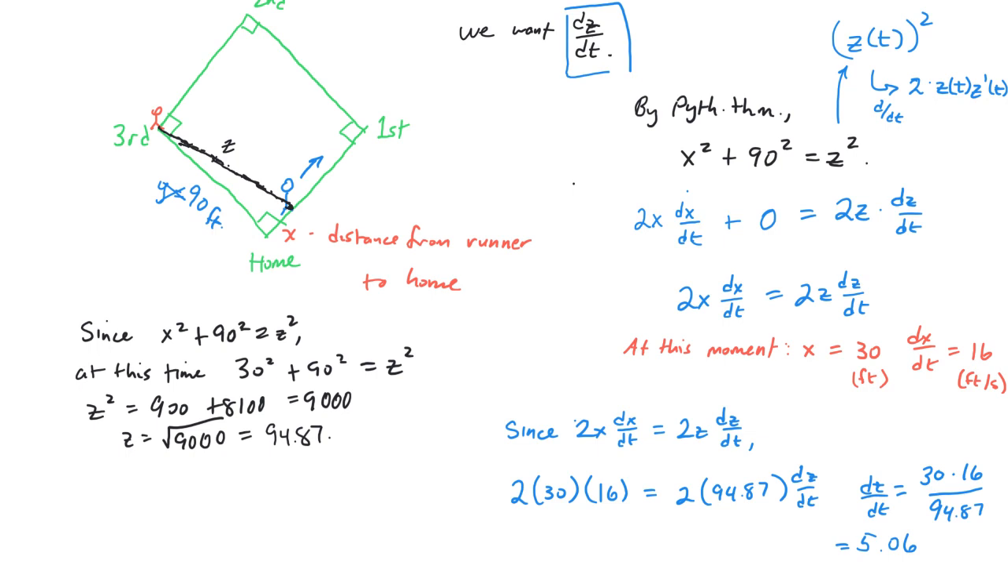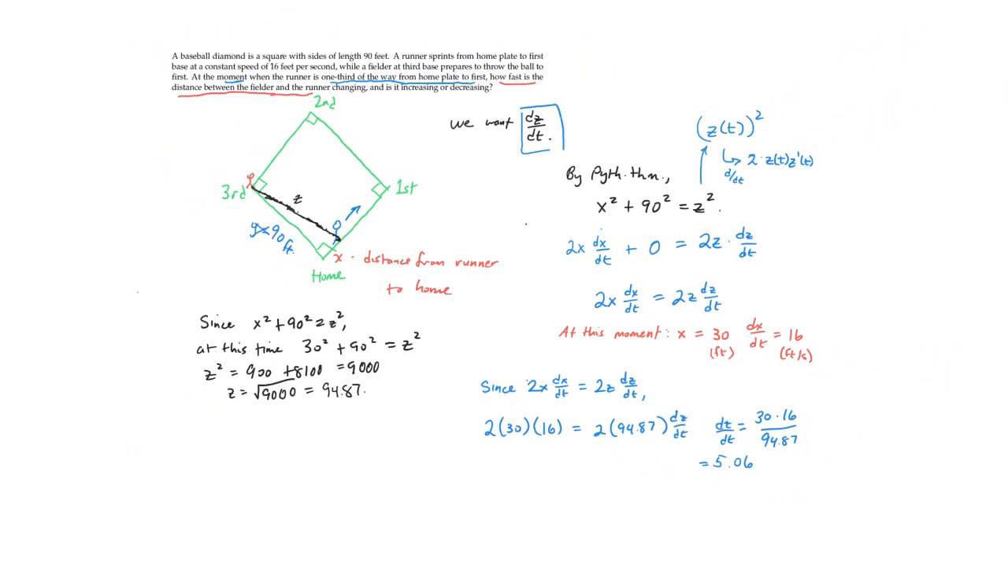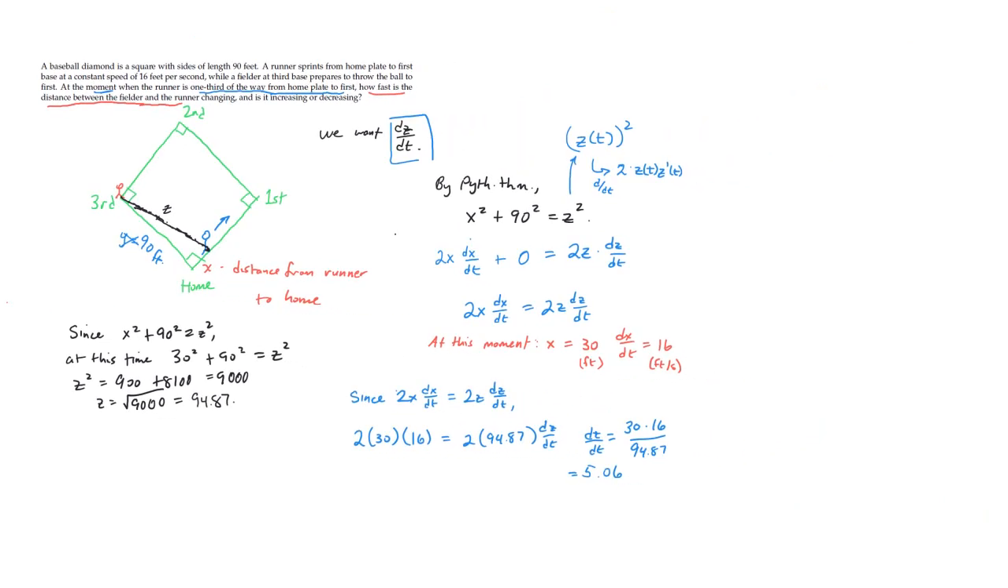All right, now at the end of this problem, we need to make sure and figure out what we've got, understand what it means, which means giving it appropriate units, and make sure we've answered the question, because the question wasn't just, what is dz/dt? It was a little bit more than that. It was, how fast is the distance changing? We now know the answer to that. It's changing at a rate of 5.06 feet per second.